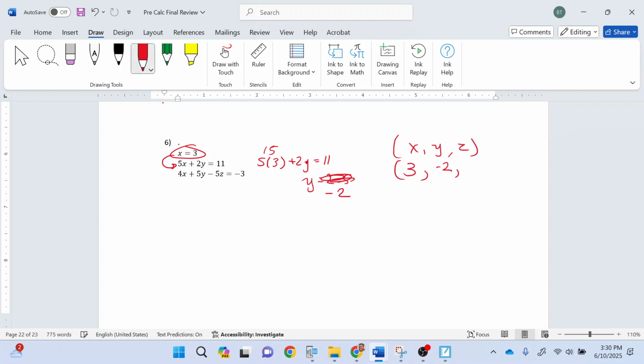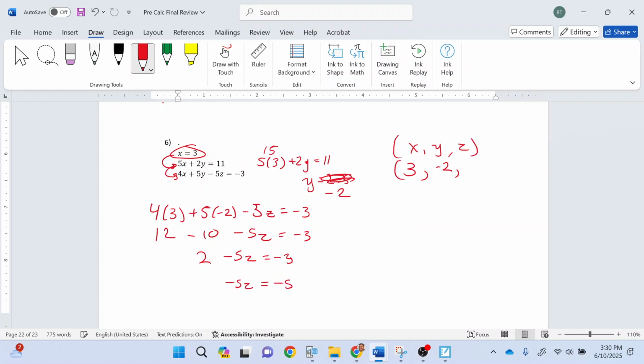Since I have x and y, I could take those numbers and plug them into here. So 4 times 3 plus 5 times negative 2 minus 5 times z equals negative 3. 12 minus 10 minus 5z equals negative 3. 2 minus 5z equals negative 3. Negative 5z equals negative 5. Z equals 1. So my answer is 3, comma negative 2, comma 1.